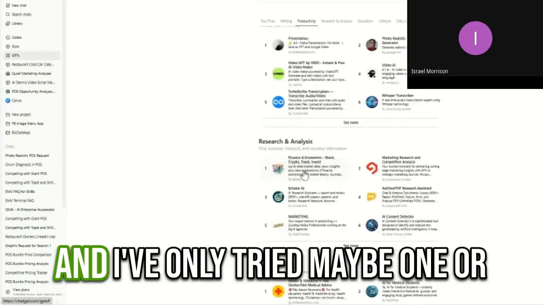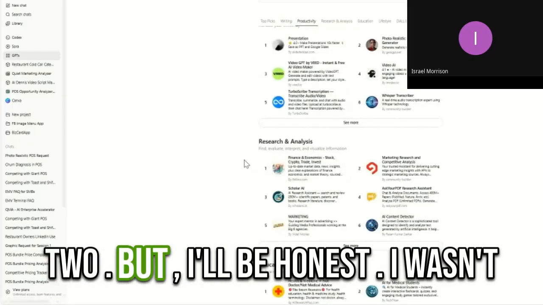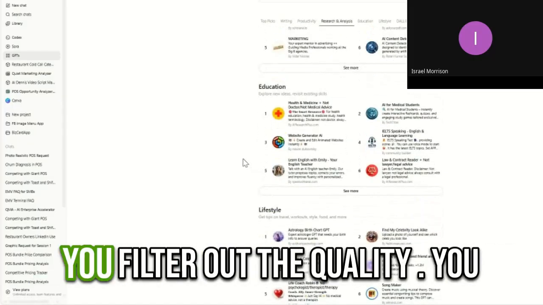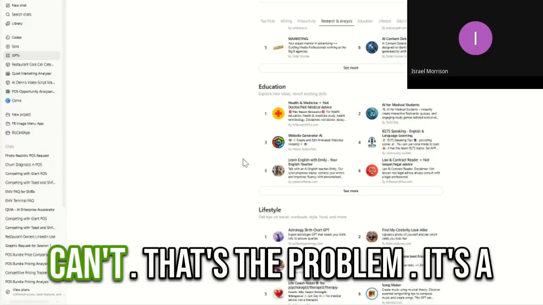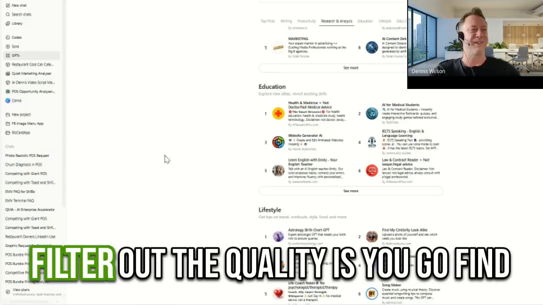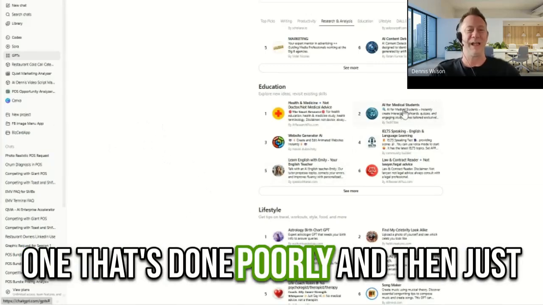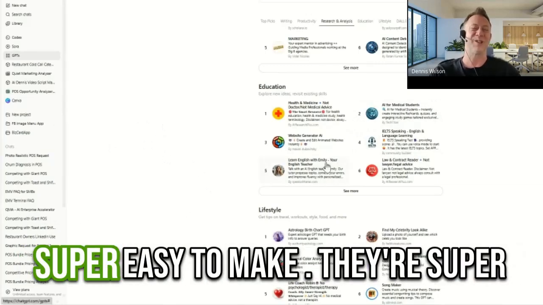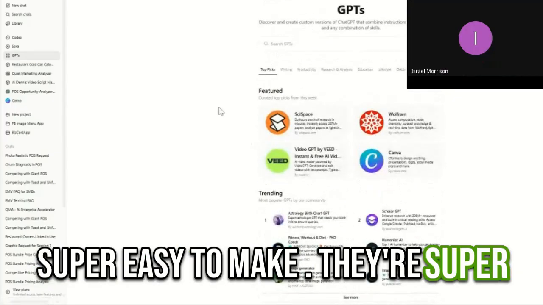Yeah, I've looked at it, and I've only tried maybe one or two, but I'll be honest, I wasn't that impressed. I'm wondering how you filter out the quality. You can't. That's the problem. It's a free marketplace and everyone can put the crap in. The real way to filter out the quality is you go find one that's done poorly and then just go make your own, because they're super easy to make.